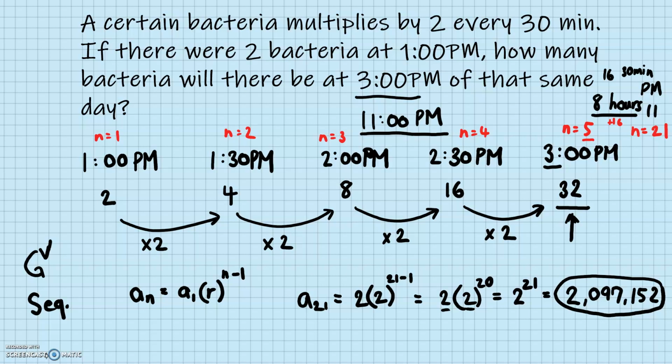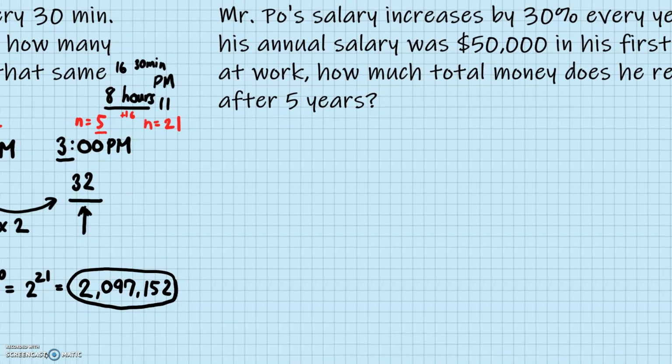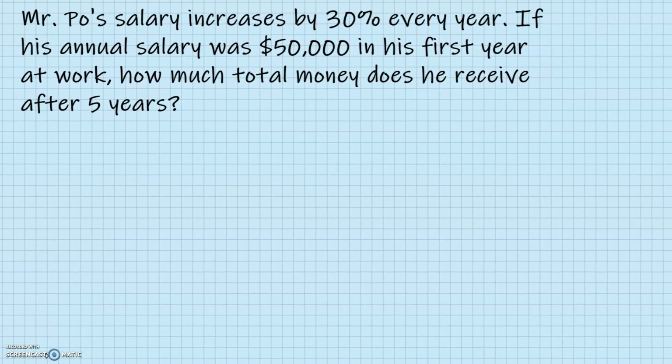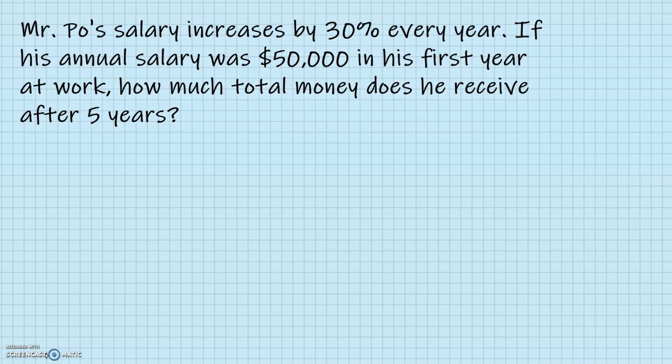Okay, let's look at another problem here. So here we have Mr. Po's salary increases by 30% every year. If his annual salary was $50,000 in his first year at work, how much total money does he receive after 5 years? So let's write out the first few terms to get a good picture of this problem.